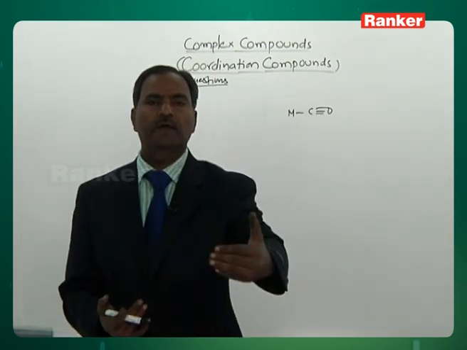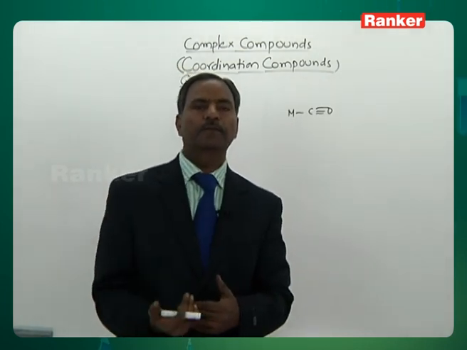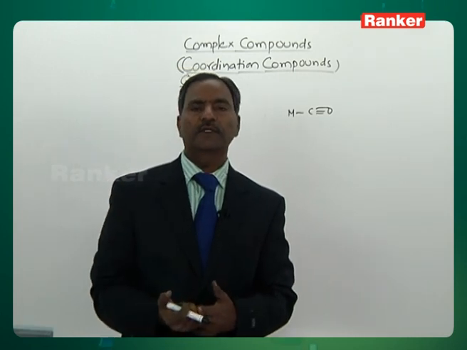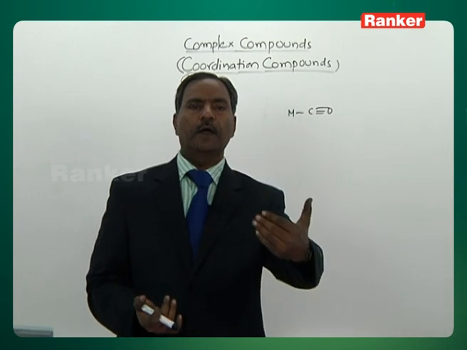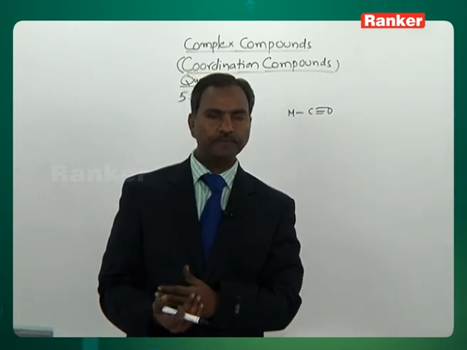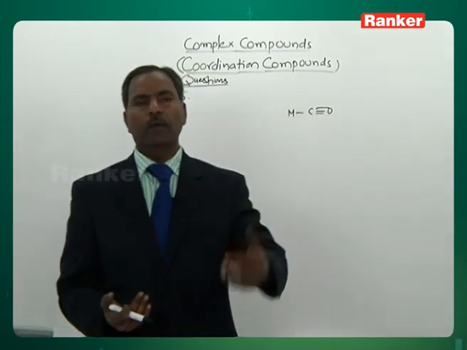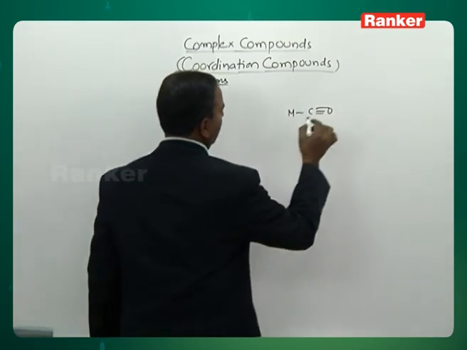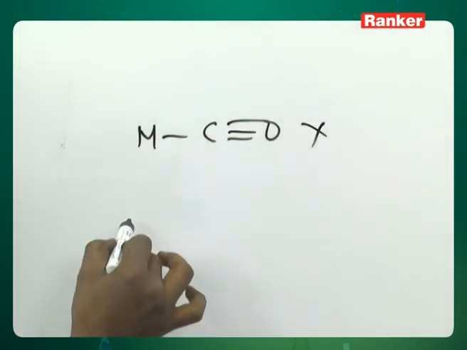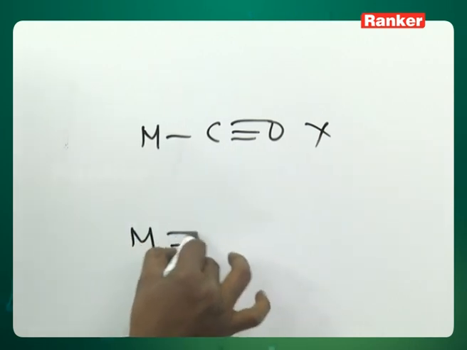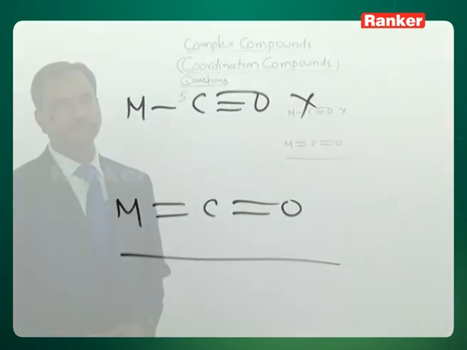First, it donates a pair of electrons, resulting in the formation of a sigma bond. Again, it accepts a pair of electrons, resulting in the formation of a pi bond. So it is capable of forming a sigma and also a pi bond. Therefore, metal to carbon double bond formation takes place. Because of its special character, it is a pi accepting ligand. Therefore, metal to carbon, carbon to oxygen, this type of bonding is seen in metal complexes.